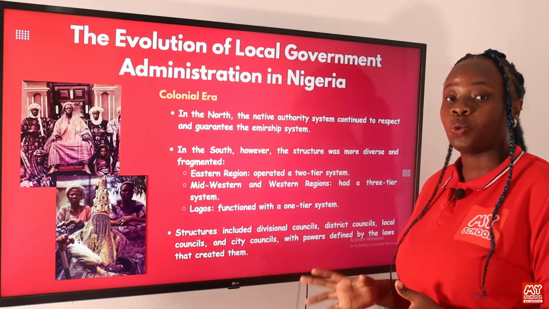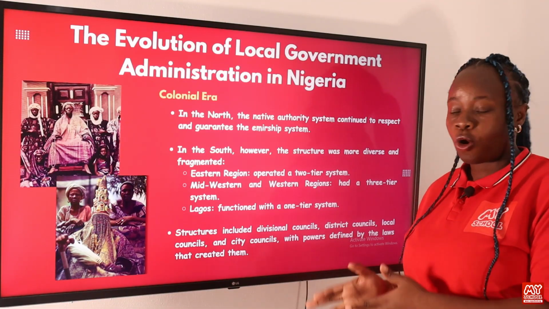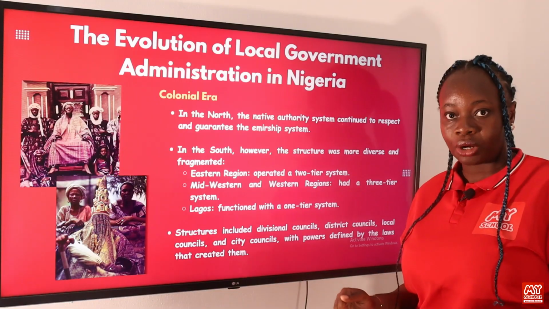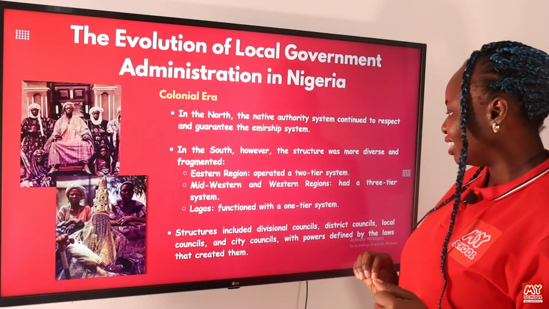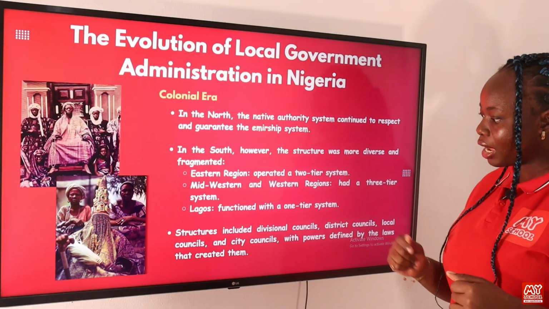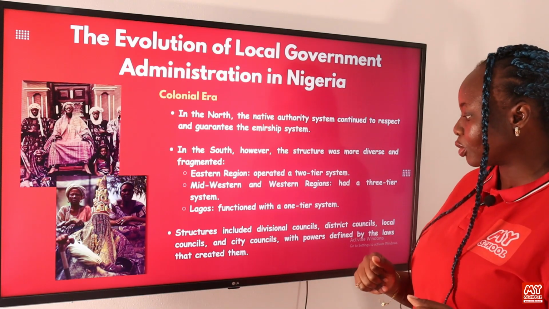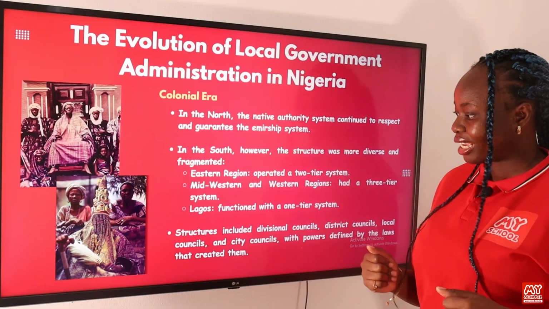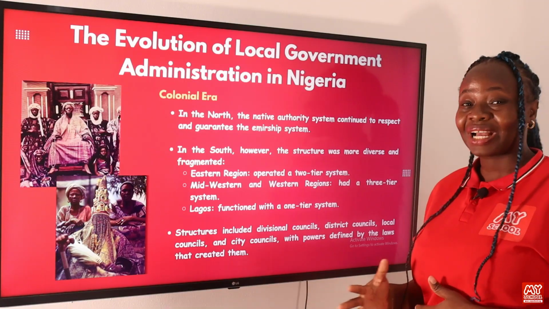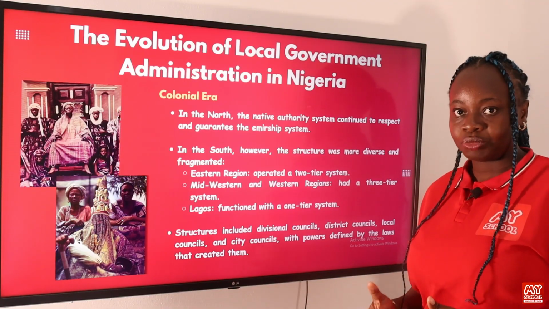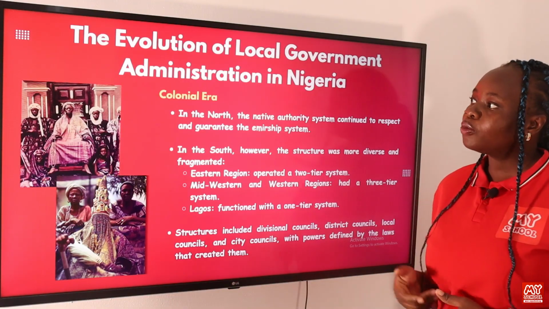Then in Lagos, there was just a one-tier system. It was the colonial administrative authority that were administering the affairs of the residents in Lagos. So there was no traditional ruler. Everything was directly from the colonial authorities. Then structures included divisional councils, district councils, local councils, and city councils with powers defined by the laws that created them. So we have city councils in places like Lagos and Port Harcourt. Then we had divisional council and district councils in other regions within the country. So we can see that it was not uniform at that time. The local government administration was not uniform during the colonial era. Let's move on to the next slide.